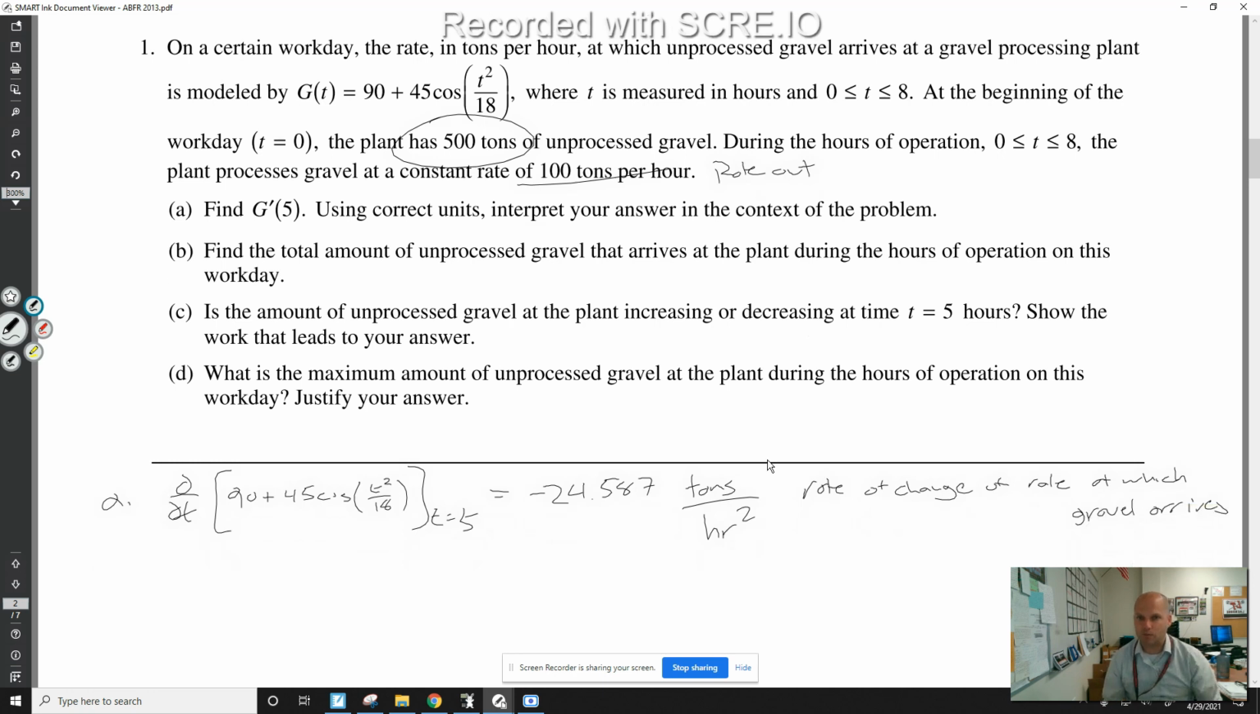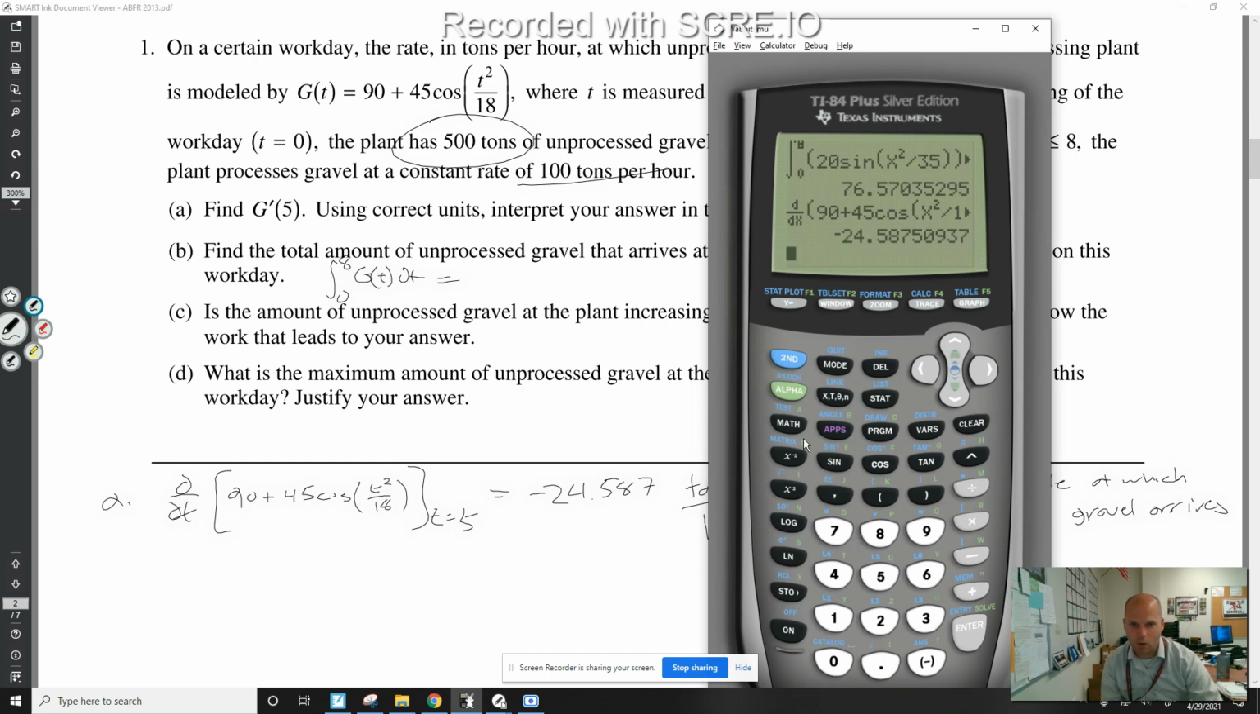Find the total amount of unprocessed gravel that arrives. Unprocessed gravel that arrives, that's just going to be 0 to 8 of G, total in. This is the rate in. This will be our total in. We've done this so many times. They always have one of these questions being like, what is just a piece of a total amount? You're not incorporating an initial amount. No. I know I started with 100 or with 500, but that's not part of this question. This is just the total in.